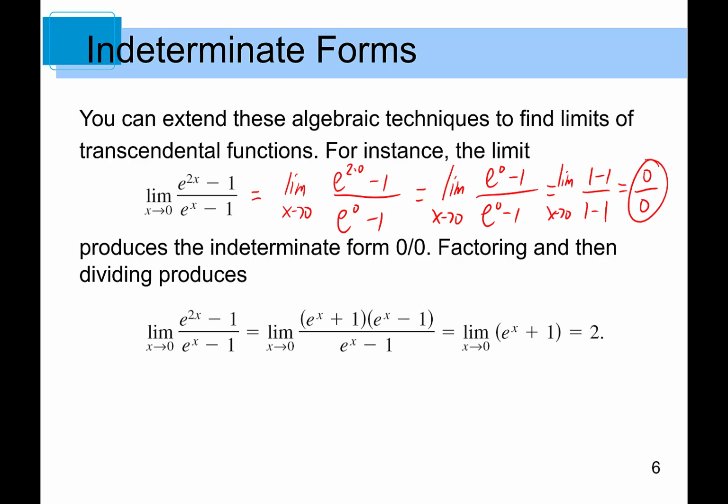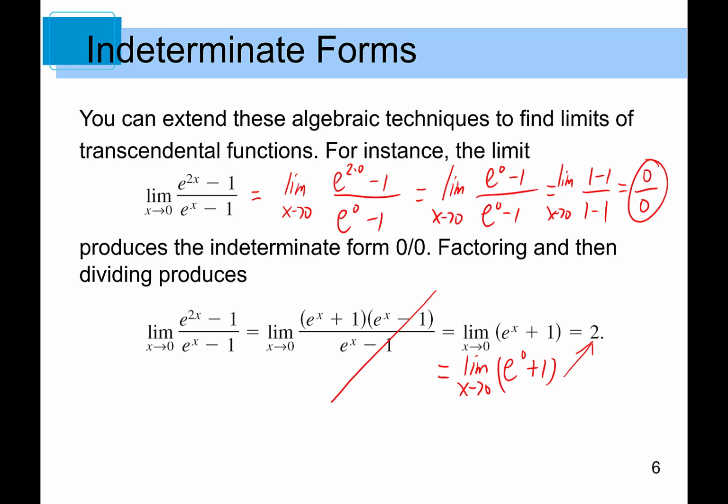So now again, you factor the numerator. This is a difference of two squares: (e to the x plus 1) times (e to the x minus 1). We're going to cancel e to the x minus 1. So you end up with the limit as x approaches 0 of e to the x plus 1. Now you do direct substitution, replacing x with 0, and you get e to the 0 plus 1. E to the 0 is 1, and 1 plus 1 gives you 2.